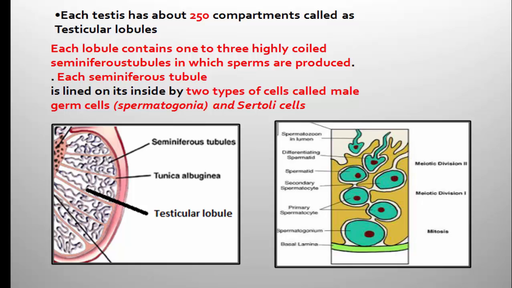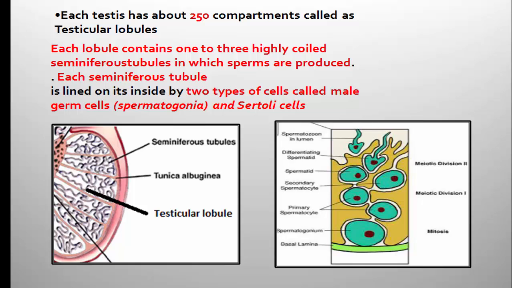Where do you find the seminiferous tubules? They are present within the testicular lobule. What are testicular lobules? The compartments of the testis are called testicular lobules, and inside the testicular lobule the coiled structures are present. They are called seminiferous tubules, and seminiferous tubules are the structures in which the sperms are produced.